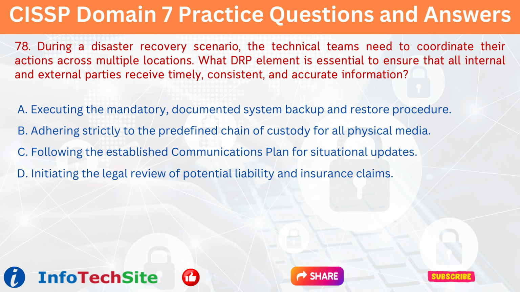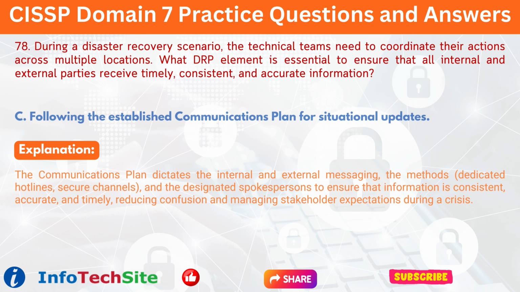78. During a disaster recovery scenario, the technical teams need to coordinate their actions across multiple locations. What DRP element is essential to ensure that all internal and external parties receive timely, consistent, and accurate information? A. Executing the mandatory, documented system backup and restore procedure. B. Adhering strictly to the predefined chain of custody for all physical media. C. Following the established communications plan for situational updates. D. Initiating the legal review of potential liability and insurance claims. The correct answer is C.